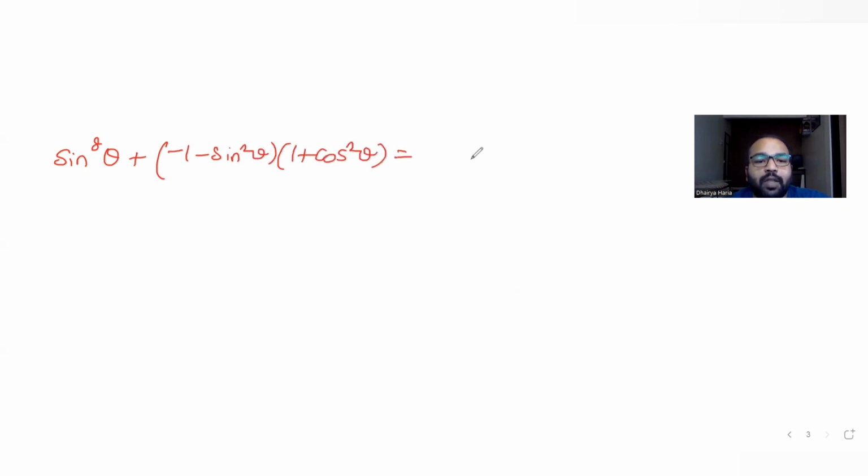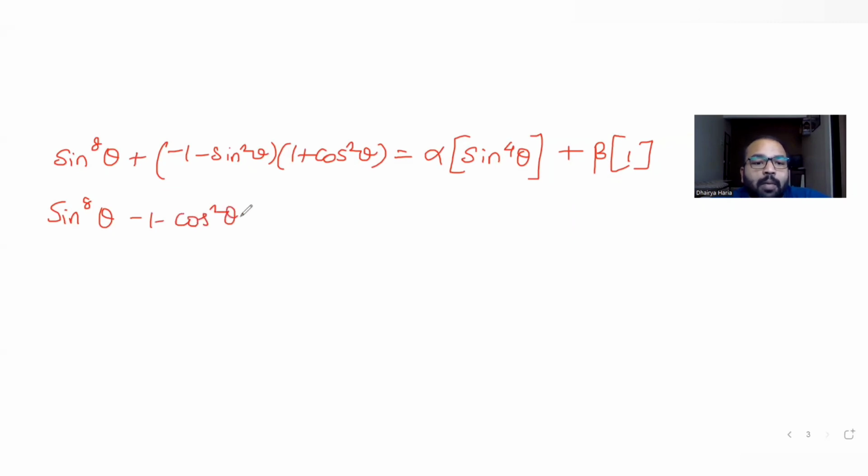That is equal to alpha into sine raised to 4 theta plus beta into 1, that is beta, right? So if I further try to solve this part of the question, it says sine raised to 8 theta plus, so minus 1 gets multiplied with this, so I'll get here minus 1 minus cos square theta minus sine square theta minus sine square theta cos square, right? And this becomes alpha sine raised to 4 theta plus beta.